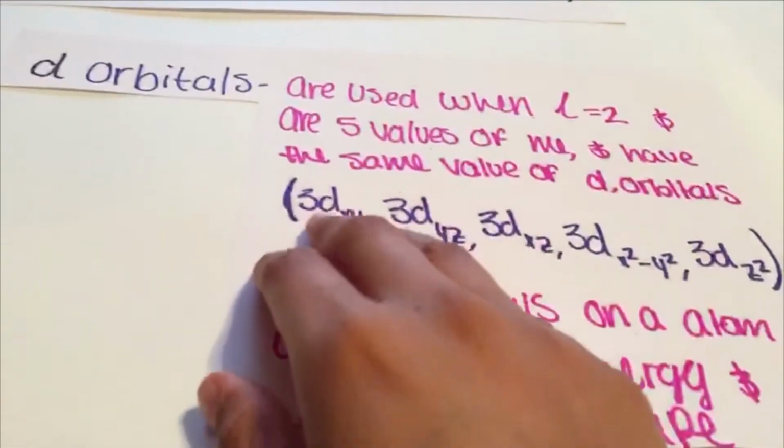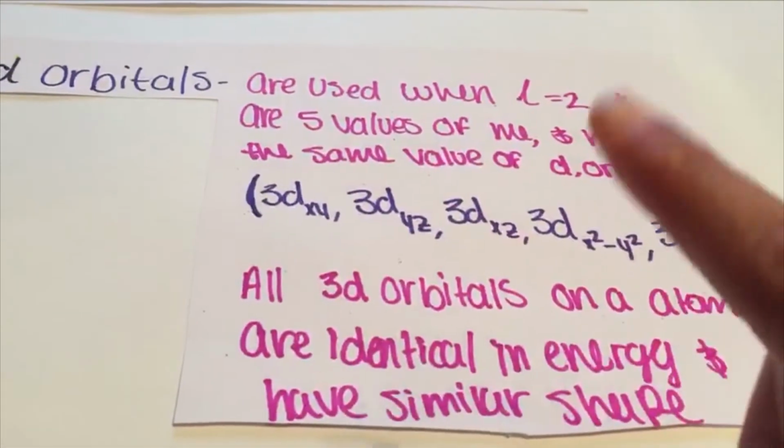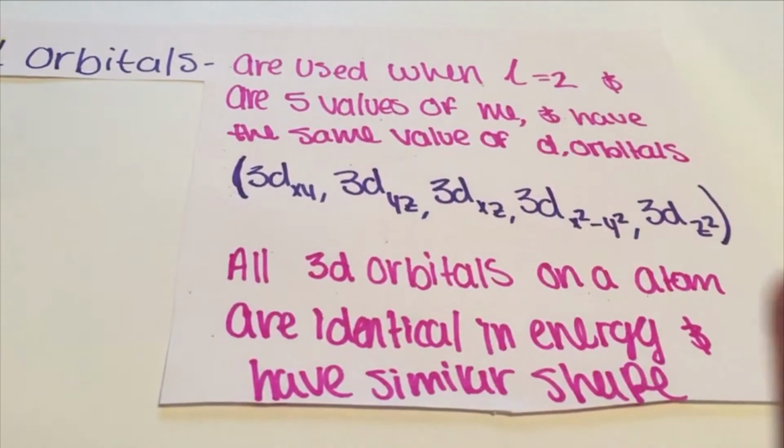We also have the d orbitals, which are used when l equals 2, and they have 5 values of ml.